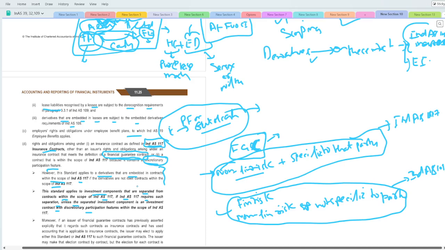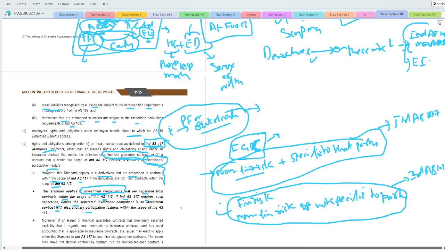Because that amount, whatever the insurance entity is receiving from the policy, it is investing it in the share market, correct? So this is the investment component it is talking about. If the investment component is separated from the insurance contract, then on that you will be applying Ind AS 109, because normally in the investment component you are having underlying of financial risk.